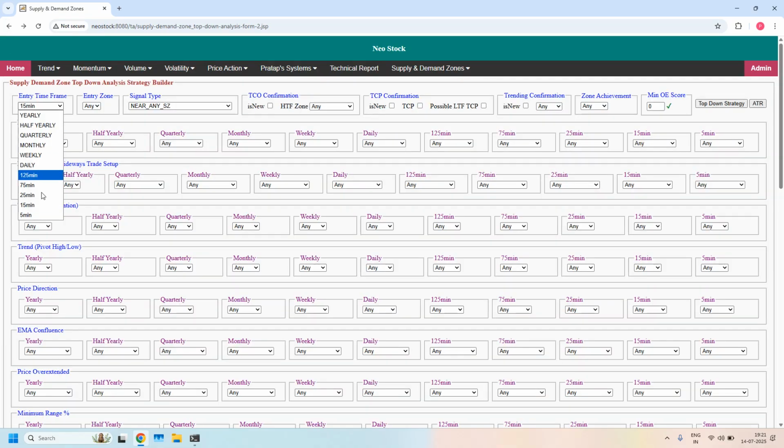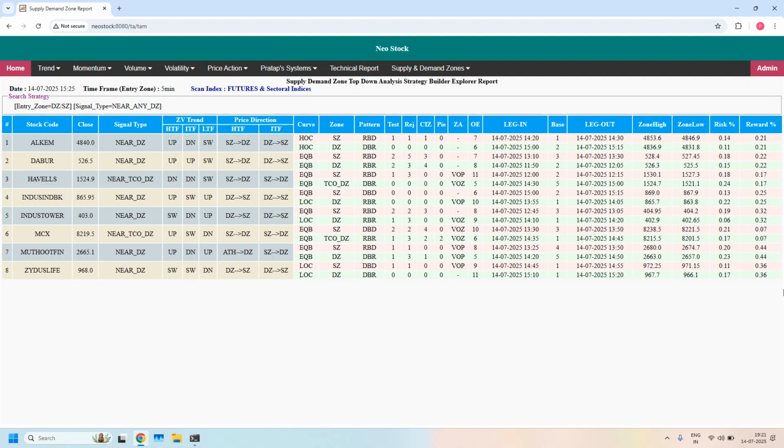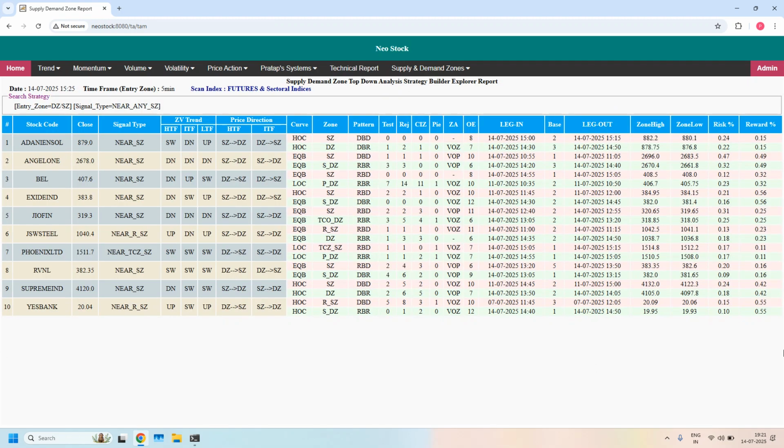Next time frame is 5 minutes. Stocks near to the 5 minutes demand zone. We got 8 stocks. Next, stocks near to the 5 minute supply zone. We got 10 stocks. So this is about stocks near demand and supply zones.